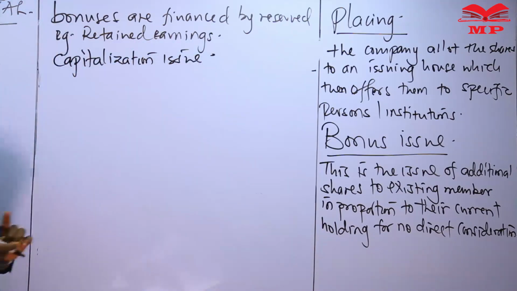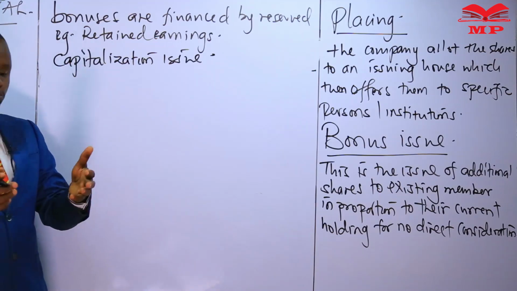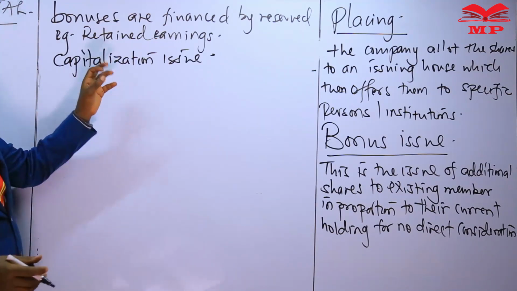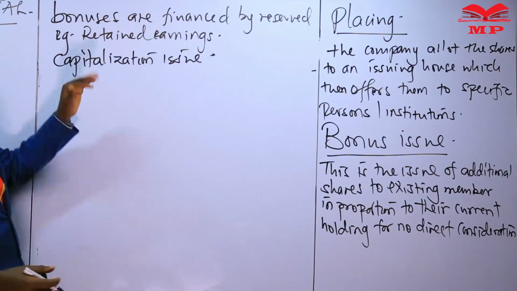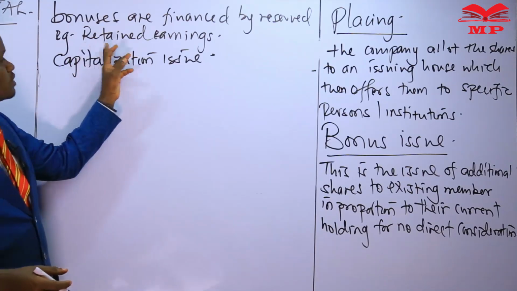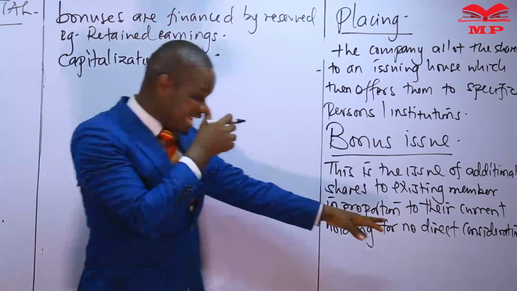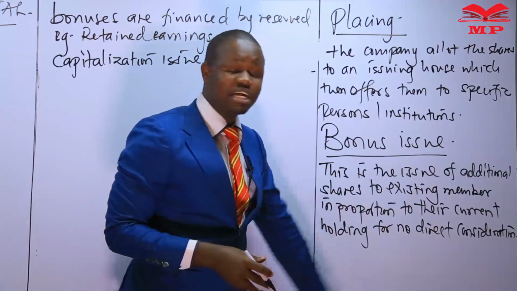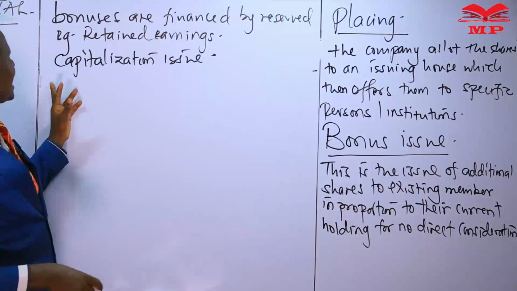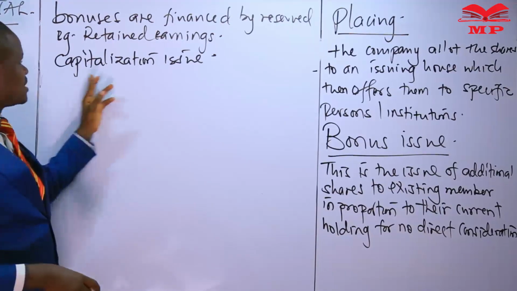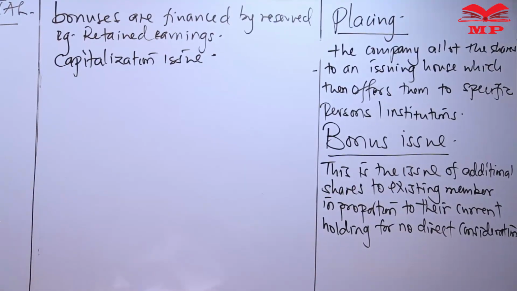Bonus issues are also known as capitalization issues because they present to us an option through which we can capitalize our reserves. For instance, when we plow back our retained earnings and make them part of our capital by executing a bonus issue, then we capitalize. The result is that we have capitalized that reserve.